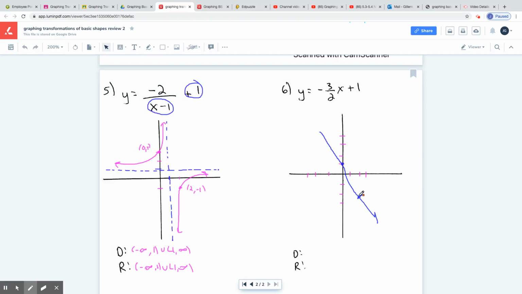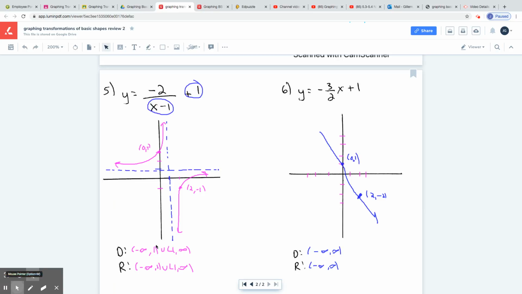Jeez, sorry, it's not crooked. All right, so this is at 2, negative 2, 0, 1, 2 points, negative slope, good to go. That's all you need. Domain and range for a linear are always going to be negative infinity to infinity.